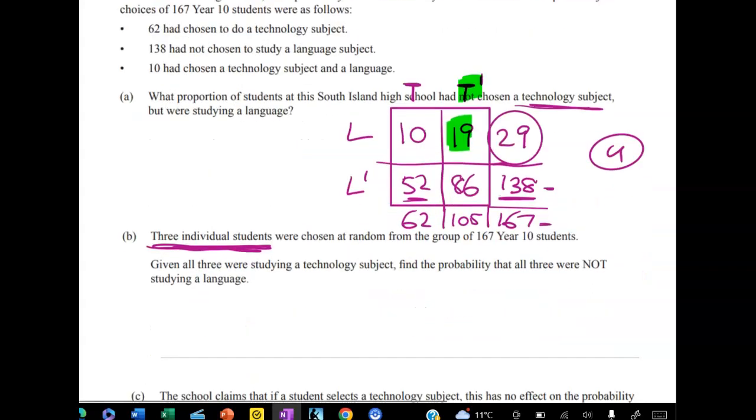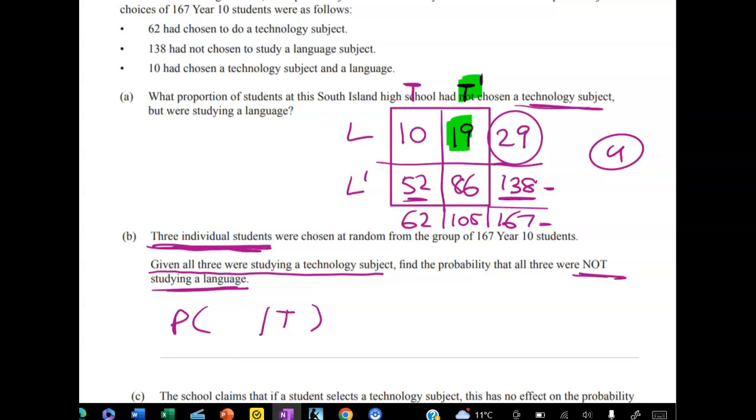Right, so with this next one, we've got 3 individual students who were chosen at random from the group of 167 Year 10s. Given that all 3 were studying a technology subject, figure out the probability that all 3 were not studying a language. So if you just think first of all about the first of those students, we know that they were studying a technology subject. So this is a conditional probability.